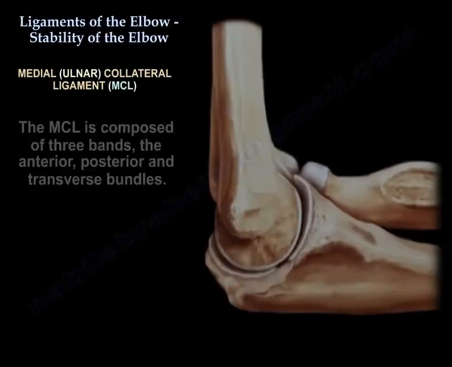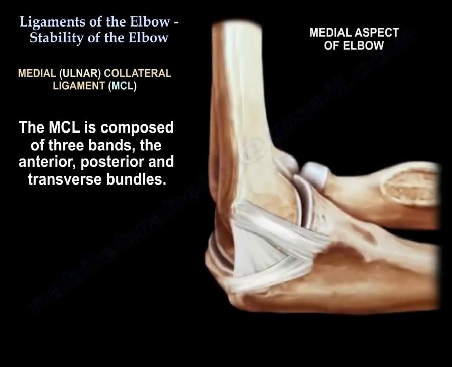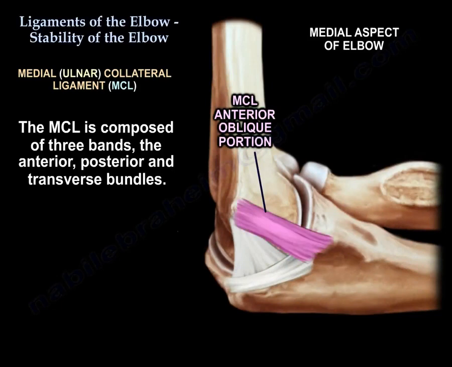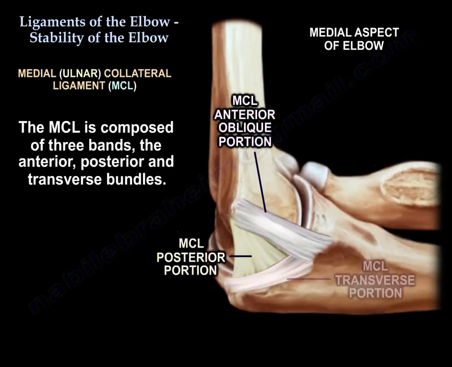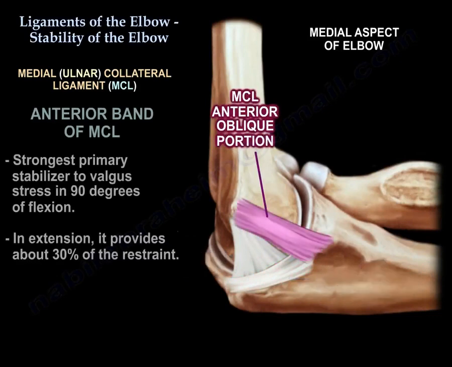Now let's talk about the ulnar collateral ligament, or the medial collateral ligament. The medial collateral ligament is composed of three bands: the anterior, the posterior, and the transverse bands or bundles. The most important one is the anterior band of the MCL. It is the strongest primary stabilizer to valgus stress in 90 degrees of flexion. In extension, it provides about 30% of the restraint.